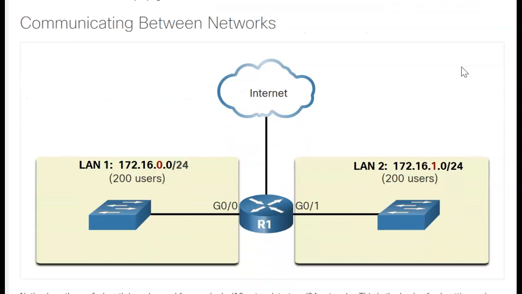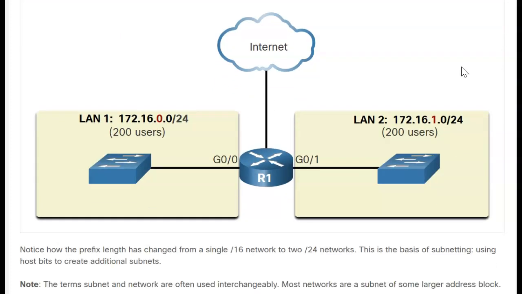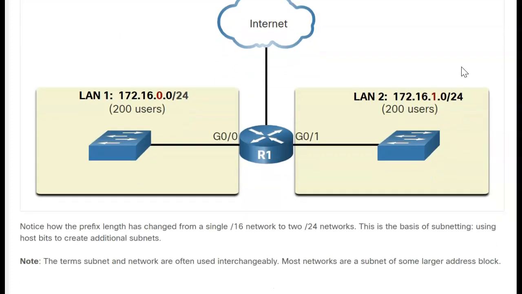Now, the question then becomes, how do I communicate between networks? One time I had 400 users on one network and I could communicate to everybody. Yeah, I may have had too much traffic, but I could still do it. But now once I've subnetted, the only way you can communicate between networks is through a router. So this is the purpose of the router, to locate other networks.